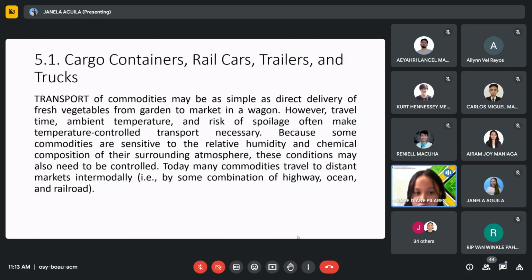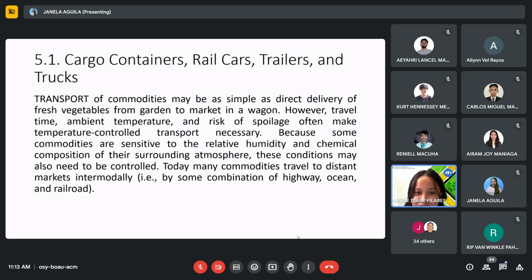So nabanggit nga kanina yung humidity. So some commodities, especially mga fresh produce like mga fruits and vegetables, yung maintaining ng right humidity becomes crucial since pinapreserve nito yung kanilang texture, appearance, and yung overall freshness ng ating produce. Next naman is yung chemical composition.